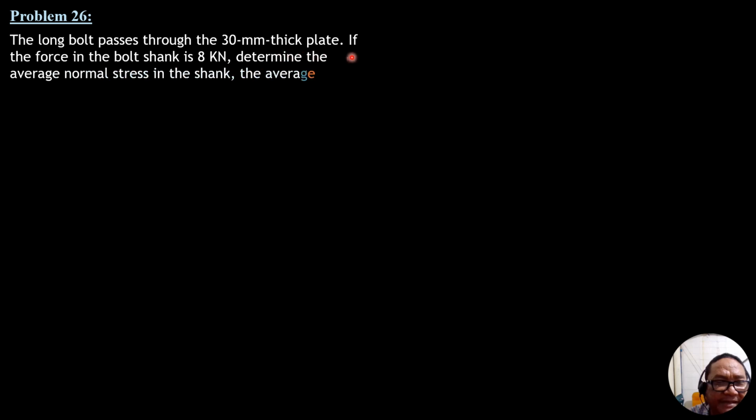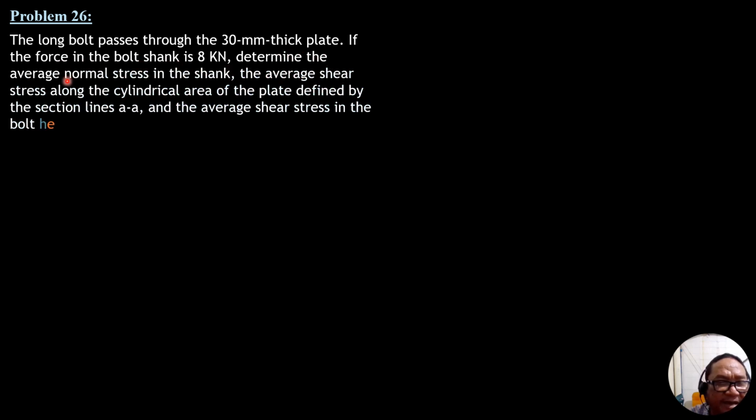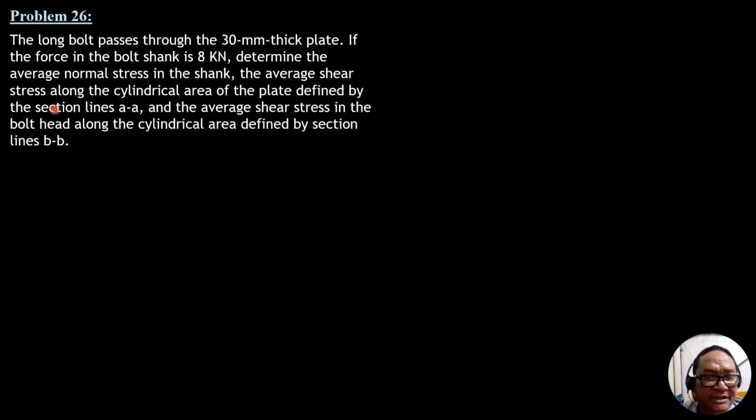Problem 26. The long bolt passes through the 30 millimeter thick plate. If the force in the bolt shank is 8 kilonewtons, determine the average normal stress in the shank, the average shear stress along the cylindrical area of the plate defined by the section lines AA, and the average shear stress in the bolt head along the cylindrical area defined by lines BB.